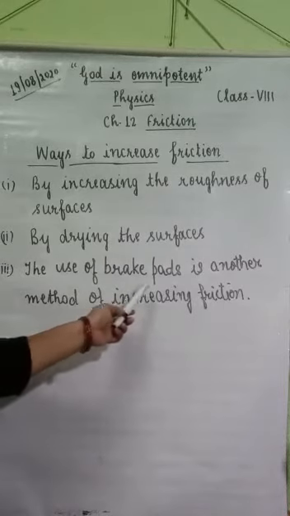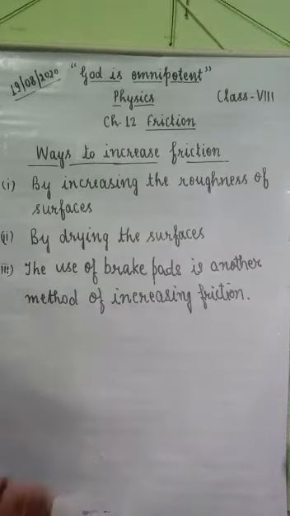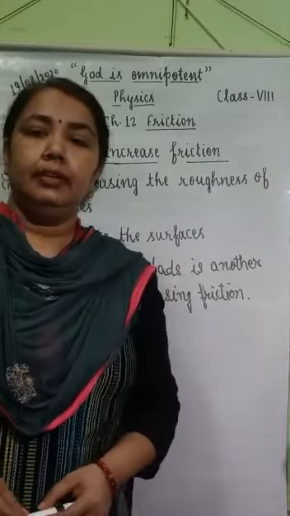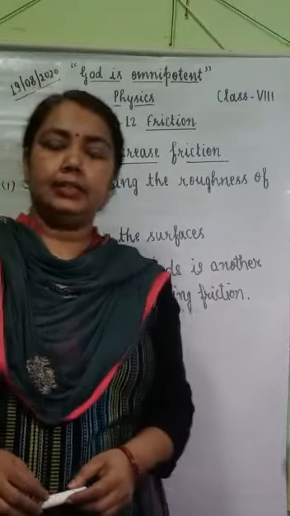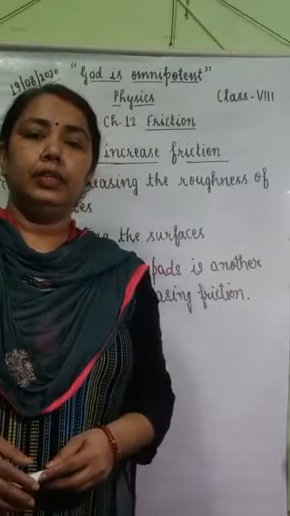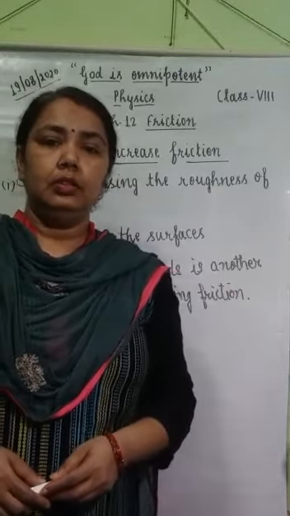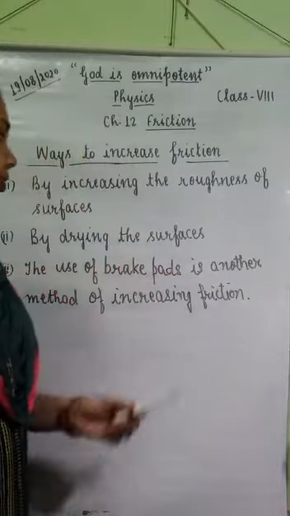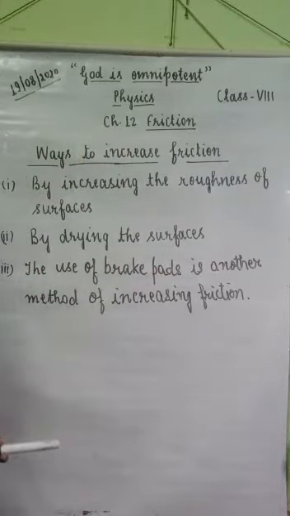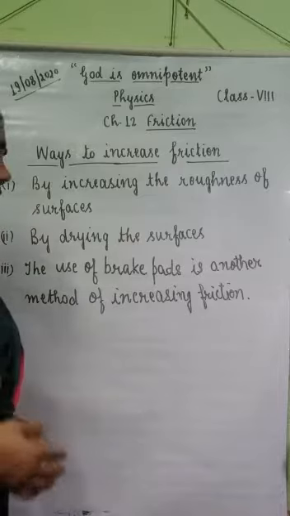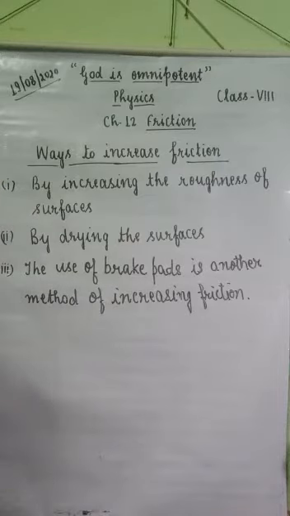Using brake pads in a bicycle is another method of increasing friction. You know that when the brake pads of a bicycle do not touch the wheels, it will not slow down. So when the brake pads of the braking system touch the wheels of the bicycle, it increases friction and slows down the speed of the bicycle. So these are the ways of increasing friction.